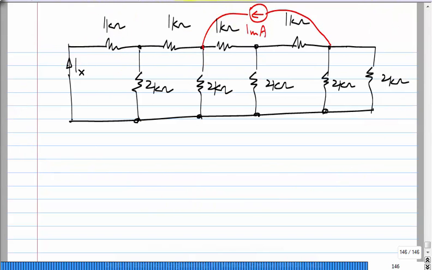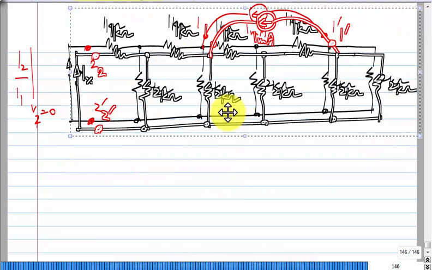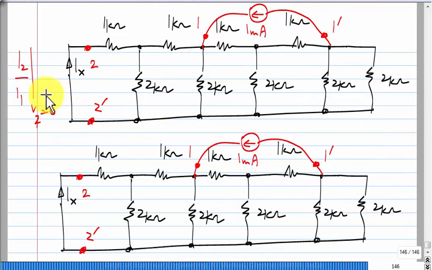So, if I designate, let us say, this is port 1 and this is port 2, okay. What is asked for is I2 by I1 with V2 being 0. So, instead what will you find? It is equal to the same thing, which is minus V1 by V2 with I1 being 0.